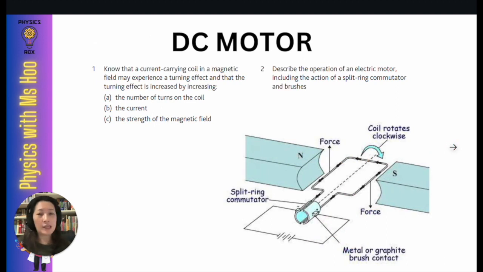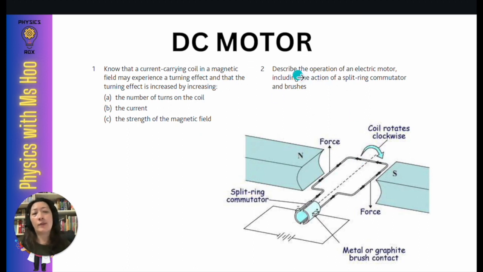Now, for DC motors, you need to know that a current carrying coil in a magnetic field may experience a turning effect, and that the turning effect is increased by increasing the number of turns on the coil, the current, as well as the strength of the magnetic field. And how you remember this is that these are the factors which affect the force on the current carrying coil.